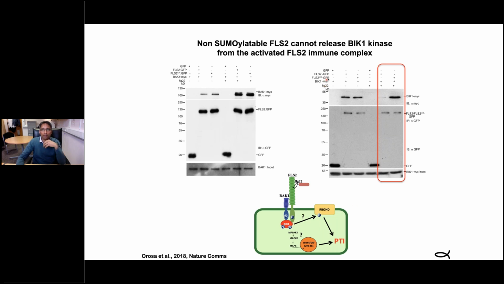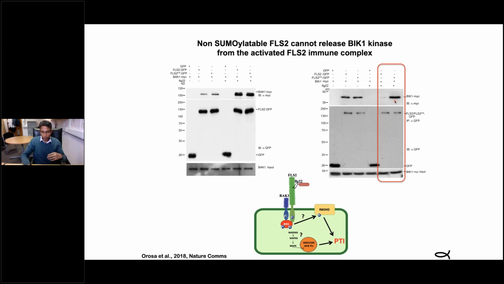And if you have FLS2 KR here, where you cannot SUMOylate FLS2 in a flagellin-dependent manner, the BIK1 cannot be released from FLS2. And therefore, we have now provided a step whereby SUMO conjugation onto FLS2 is required for BIK1 kinase to be released from the BAK1 FLS2 co-immune receptor.